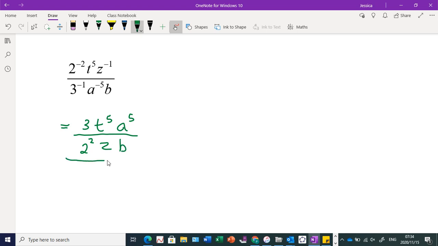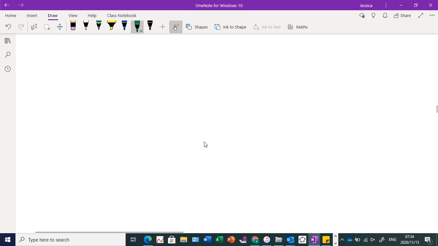Right, let's just check that we've got all that right. This one's moved down. This one's stayed where it was. This one's moved down and its exponent becomes positive. This one's moved up to the top. This one's moved up to the top. And this one's stayed at the bottom. Okay, right, let's look at another example.